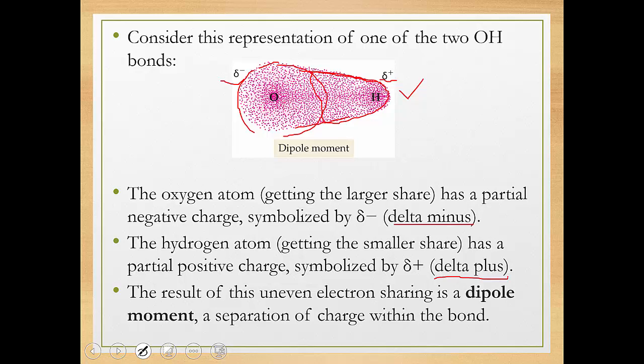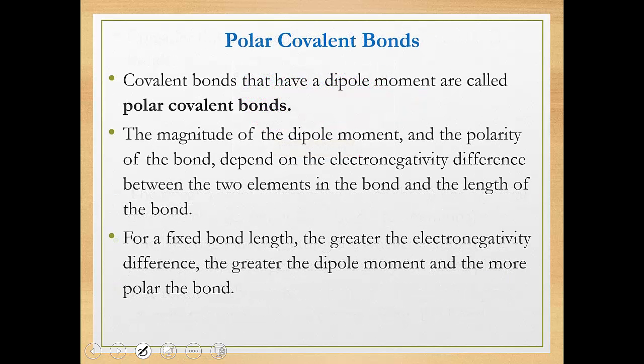Now, when this happens, when you have an uneven sharing of electrons around a covalent bond, that is known as a dipole moment. It's a separation of the charge within the bond. So it's not an equal bond. When you have a dipole moment, this is known as a polar covalent bond. So you can have polar covalent bonds and you can have non-polar covalent bonds where electrons are getting shared evenly, and then you have ionic bonds.